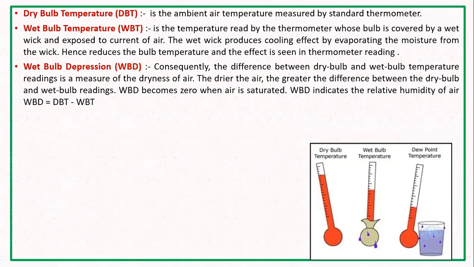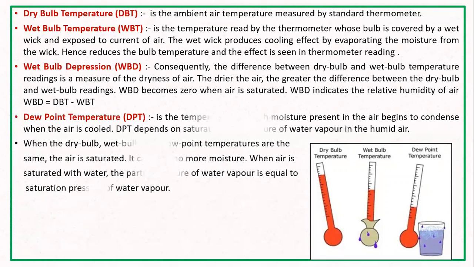Next is wet bulb depression. The difference between the dry bulb temperature and the wet bulb temperature is known as wet bulb depression. Normally, when the air is saturated, that means when the moisture content in the air is maximum, then the wet bulb temperature will be equal to the dry bulb temperature, and the depression, or the difference, will be 0. When the air is dry, the wet bulb depression will be very high. That means the difference between the dry bulb and the wet bulb temperature will be high.